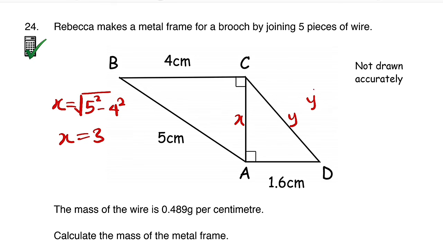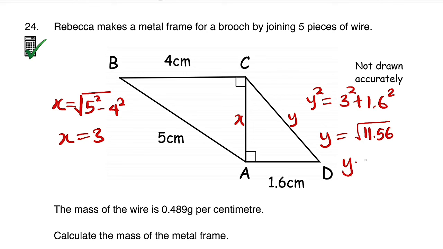Y squared will be equal to 3 squared plus 1.6 also squared. So y will be equal to the square root of what? 3 squared is 9, 1.6 squared is 2.56. You add it to that 9, you have 11.56. So what will be the square root of 11.56? That will give us 3.4. So y is equal to 3.4.